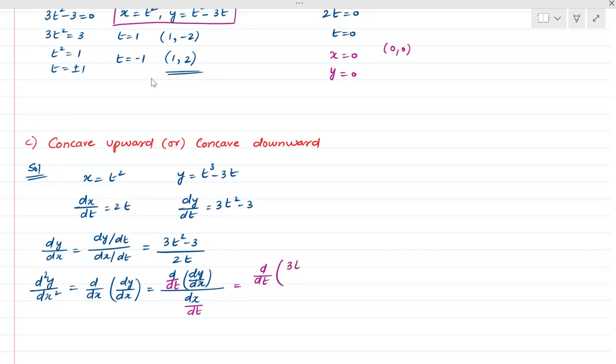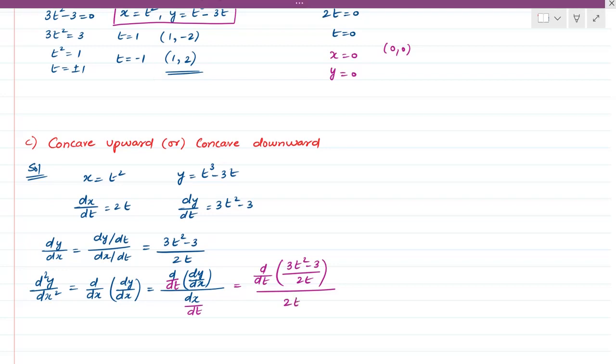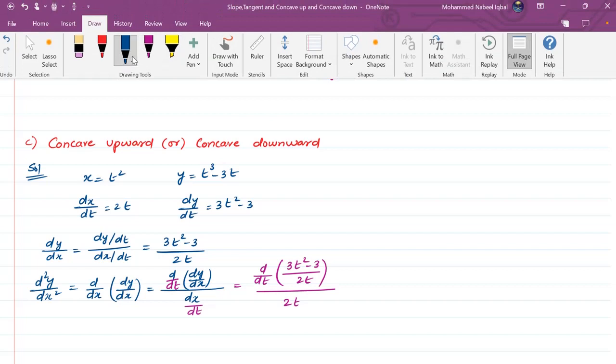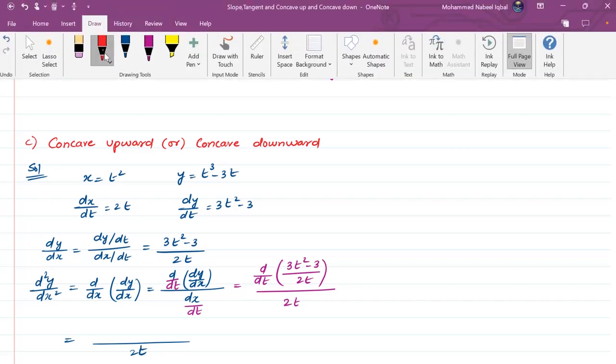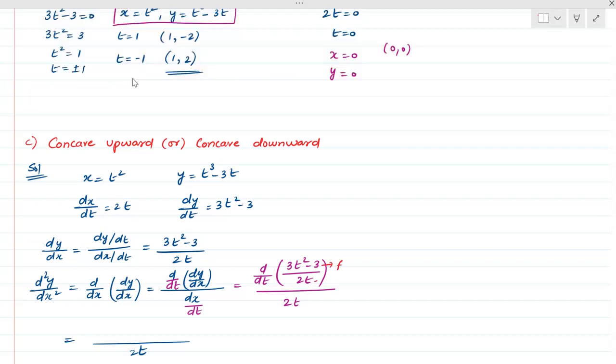What is this one? 3t square minus 3 over 2t, divided by dx over dt, which is equal to 2t. Now how will you solve this one? It is a simple thing. Here we use the 1 over 2t as it is. Now here we have to use the f over g rule, the quotient rule. What is the quotient rule? The denominator is 4t square, and the rule is g square, g fixed f differentiate, minus f fixed g differentiate. The same rule we are going to follow here.